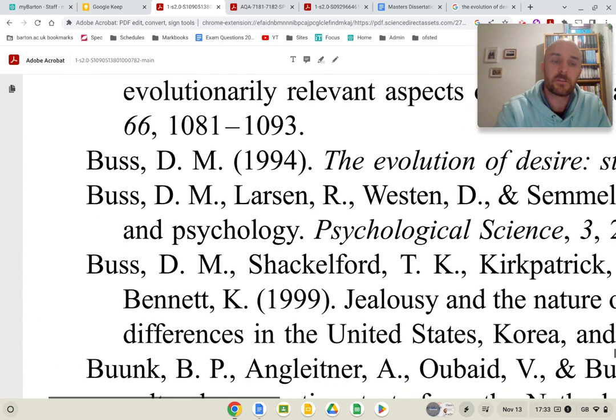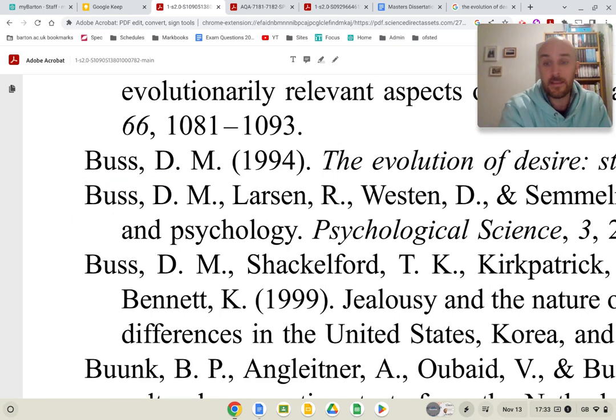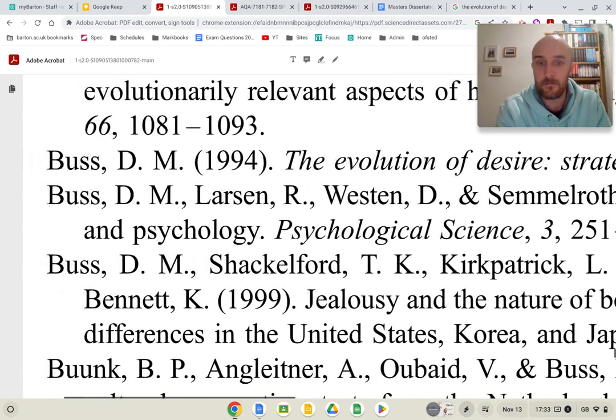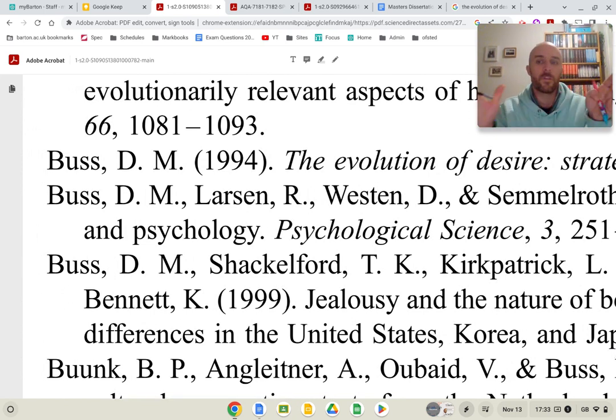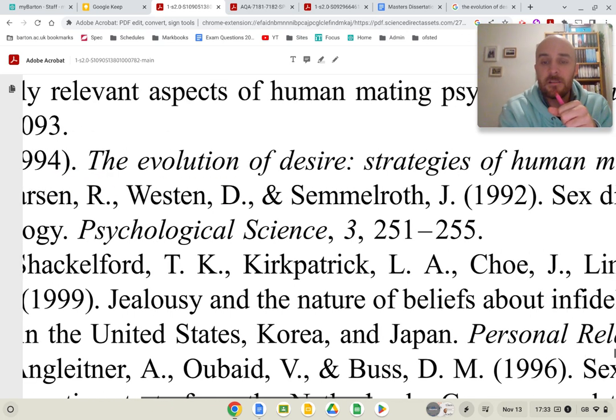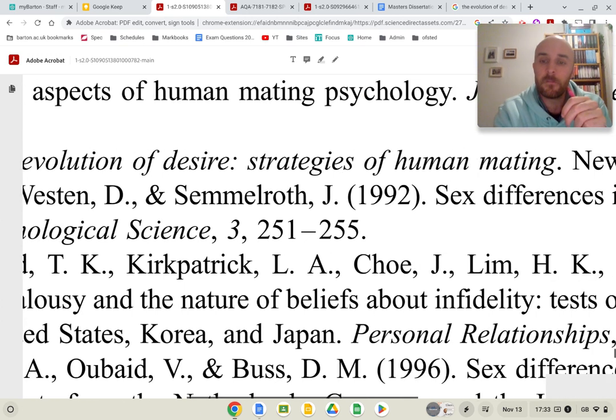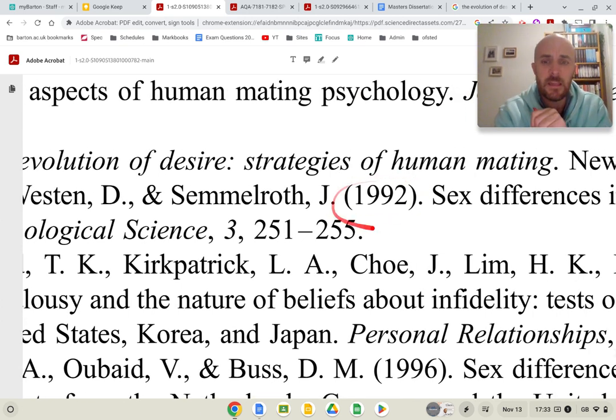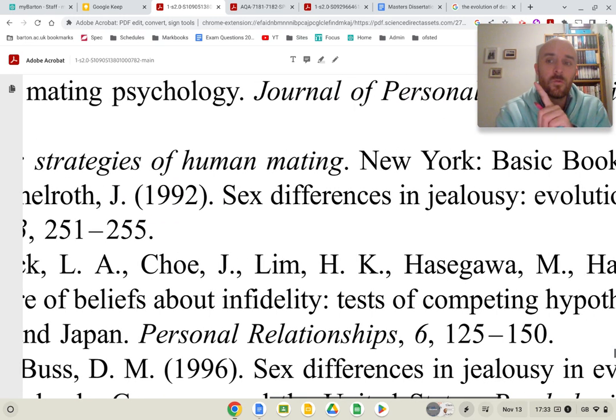Now we're moving down to this one just here. Now this is Buss in a different format. We're looking at a journal article now. So you have to name in the journal article all of the people that contributed to that journal article. So we've got Buss D, Larson R, Weston D, and Semmelroth J. Right, so same thing. The surname and then the first initial. You've then got the year in brackets again, as it was for the book. But then you've got the article title.